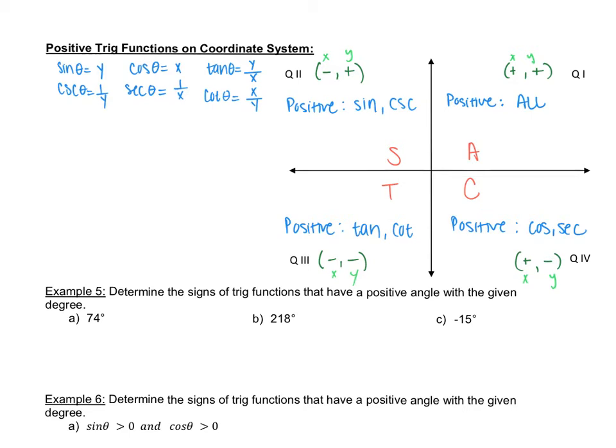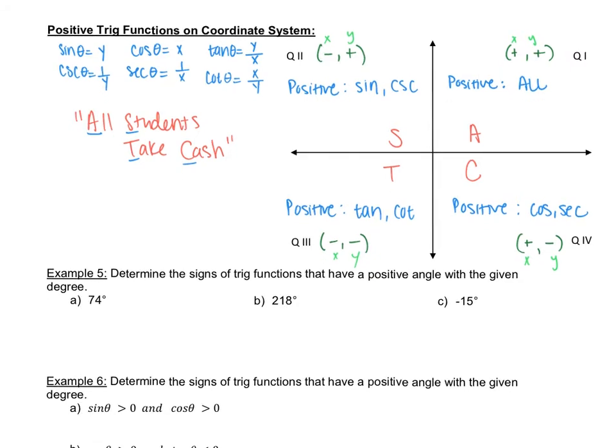favorite acronym, and feel free to use it, is "All Students Take Cash." So if you can remember All Students Take Cash, notice the letters here, A for all, S for sine, T for tangent, C for cosine, you can remember this coordinate system. And we go in that order. So this is first, second, third, fourth. And this is an acronym we use to remember the trig functions that are positive for that specific quadrant. There's also another funny one out there that's "All Students Take Calculus," but I don't like that one as much. I think this one's funnier and easier to remember.